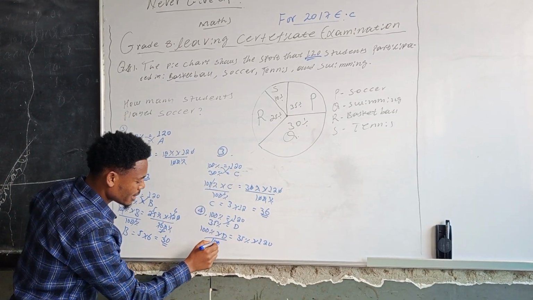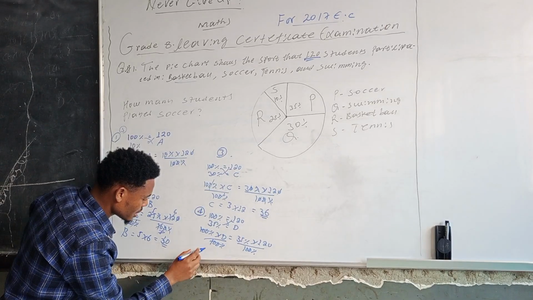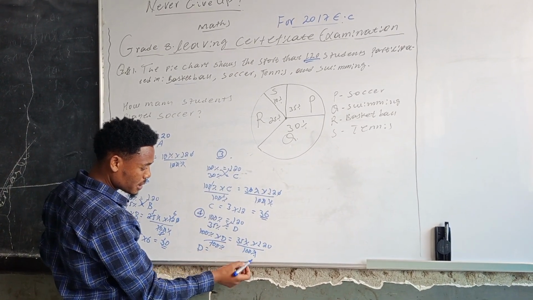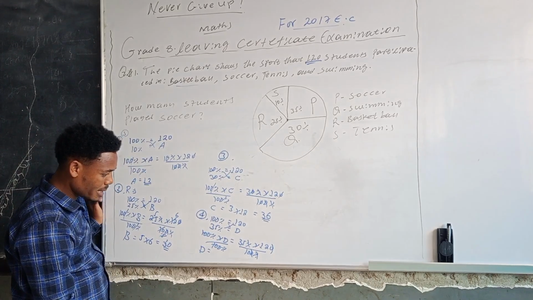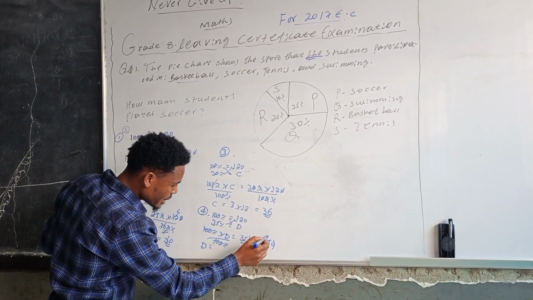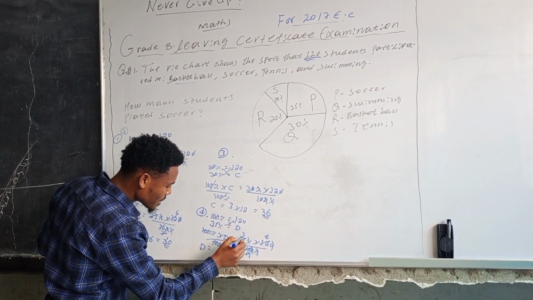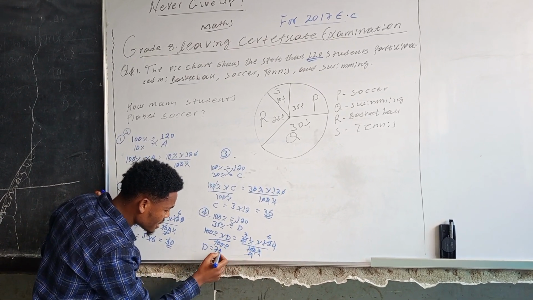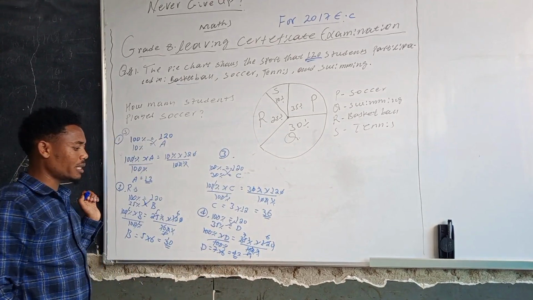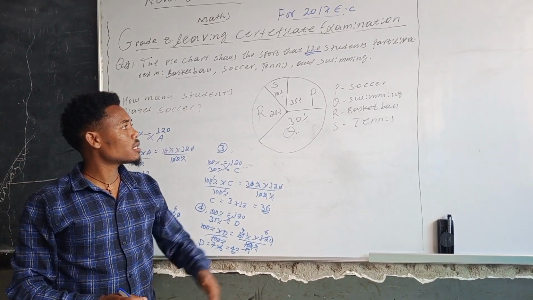Simply divide by 100%. The 100 with 100% is eliminated, D is left, the percents cancel, the zeros cancel, and simplifying by 5 and by 2 leaves 7 multiplied by 6, which equals 42 students who played soccer out of 120 students.